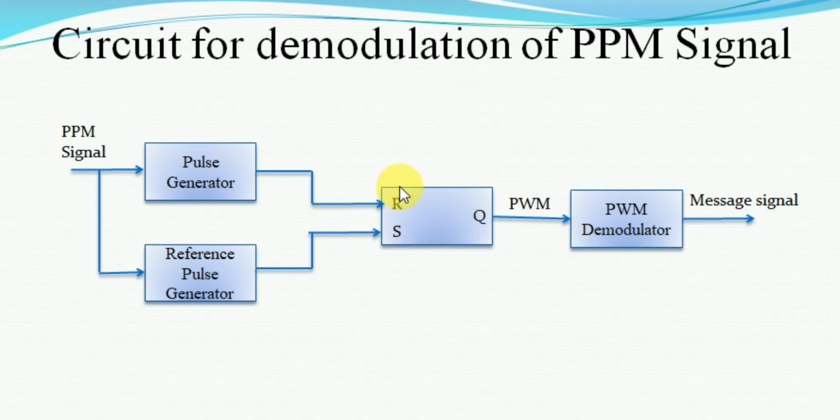Because of the pulses that are applied at the two inputs of the SR flip-flop, it will generate a PWM signal. Further this PWM signal is passed through the PWM demodulator circuit in order to retrieve the message signal from the incoming signal. In this way, we are going to retrieve the message signal from the received PPM signal. So this is the block diagram that is used in order to retrieve the message signal from the original PPM signal. Now let us see how the PPM signal is converted to PWM signal.